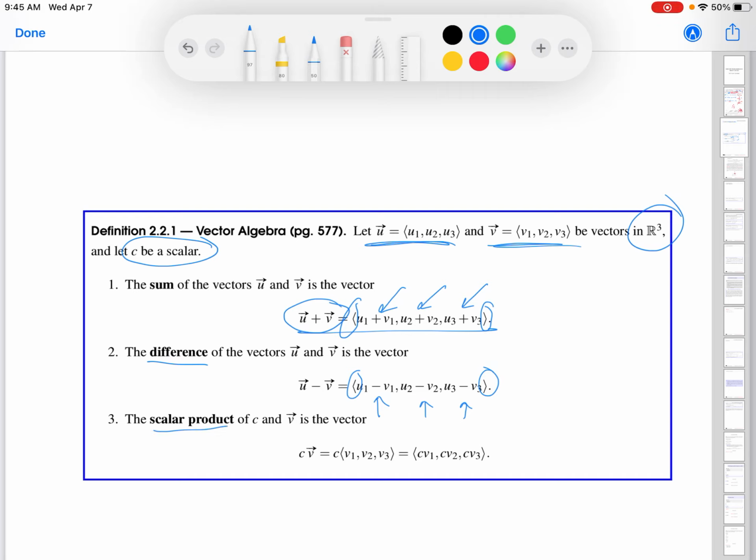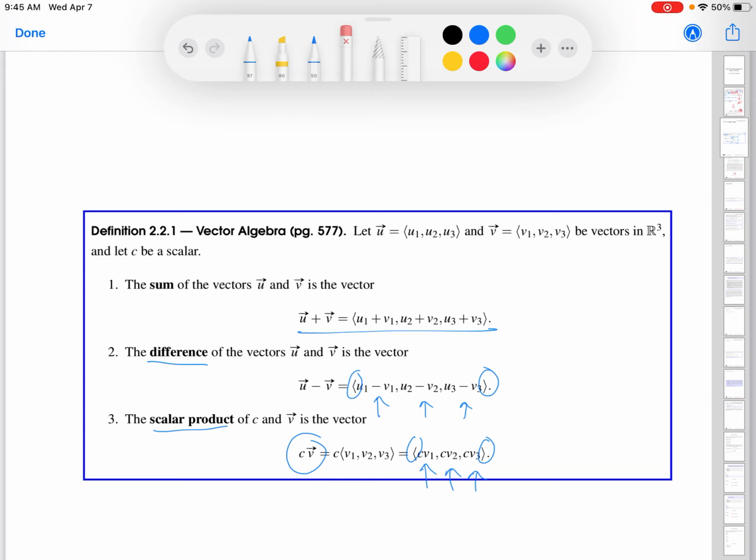Similar idea for scalar product. A number times a vector is going to be defined as the vector whose components are scaled by that same number C. Great, so this is a very intuitive and straightforward definition, in the sense of what you might expect if you're going to be adding two things and each thing is a vector that has components, or subtracting them or multiplying them by a number.